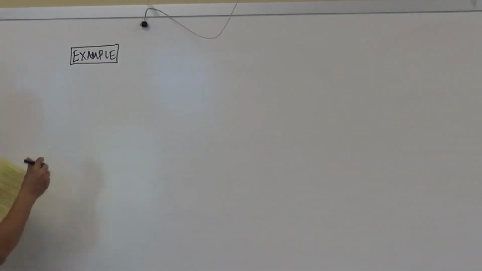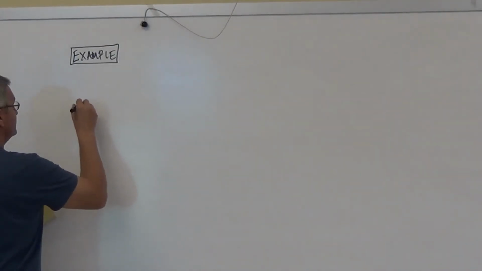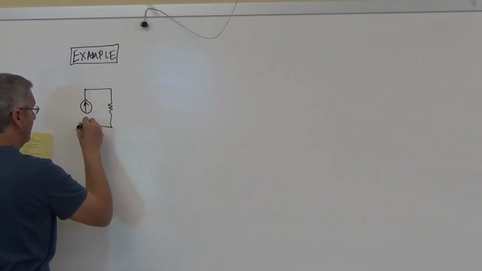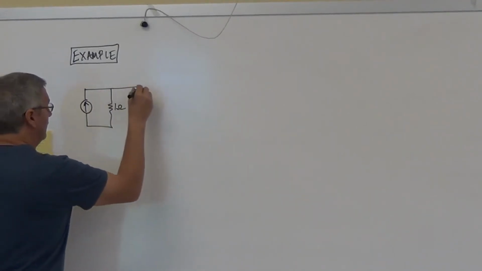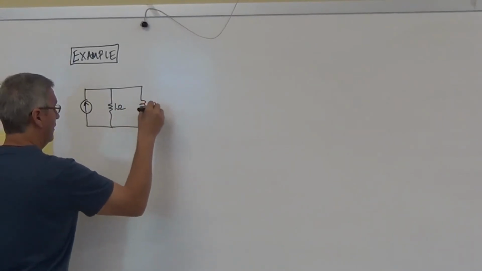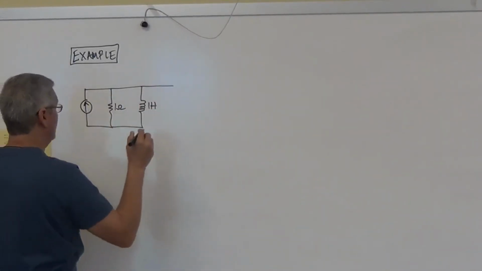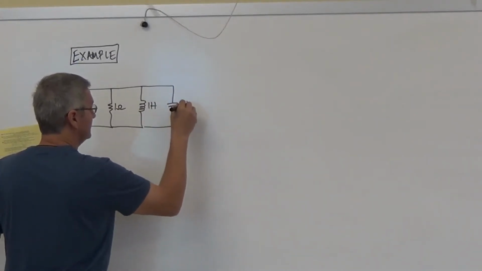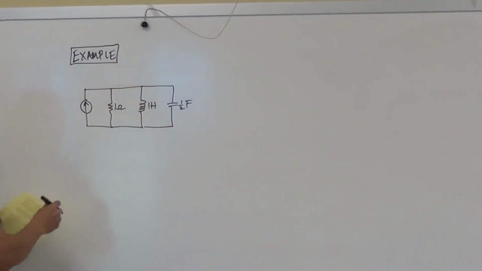So here we go. Here's a fairly straightforward circuit. They're all in parallel. This is not a real circuit. Why is it not a real circuit? Because these numbers are too nice. They just don't happen.